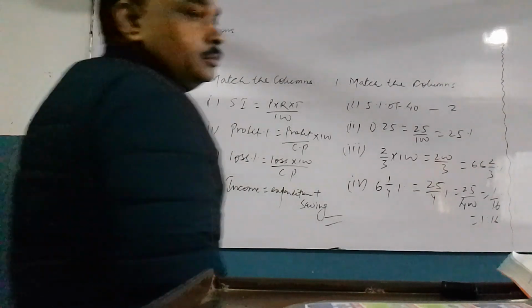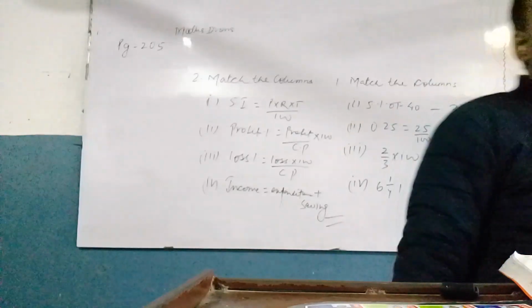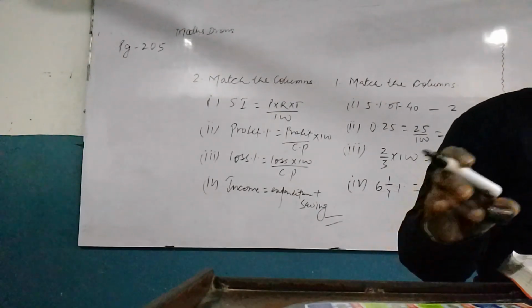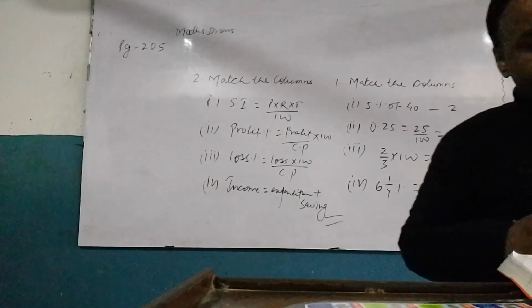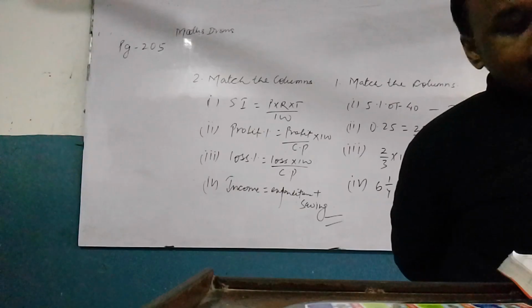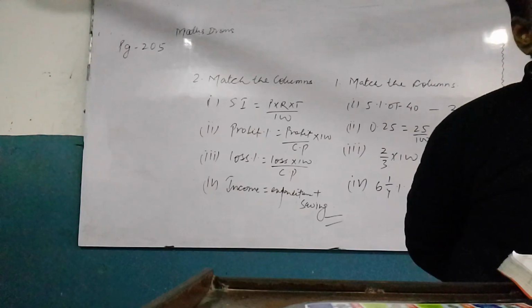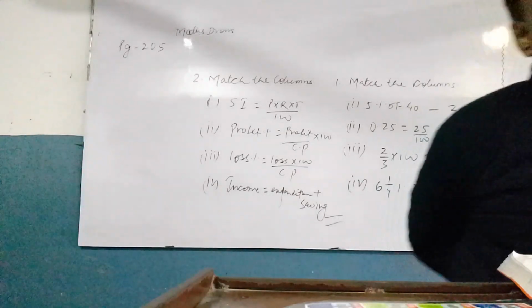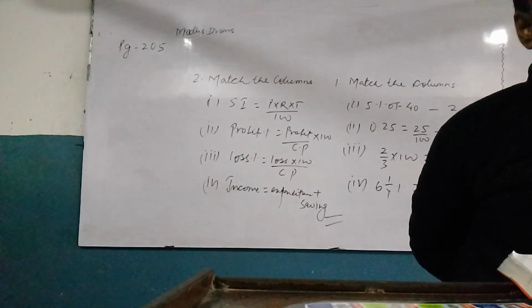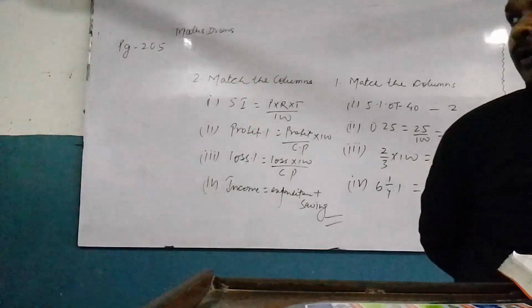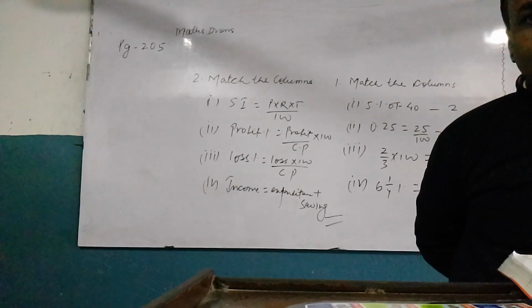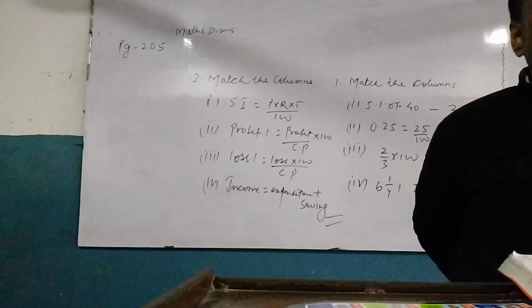Now come to assertion reason. Part 1, assertion reason. Assertion is if 20% of students are passed out of 40, then the number of students passed is 8. Very true it is. Assertion is true. And 20% of 40 students is equal to 20 by 100 into 40 is equal to 8. Reason is this. So option number A is true. Both assertion and reason are correct, and R is the correct explanation of A.